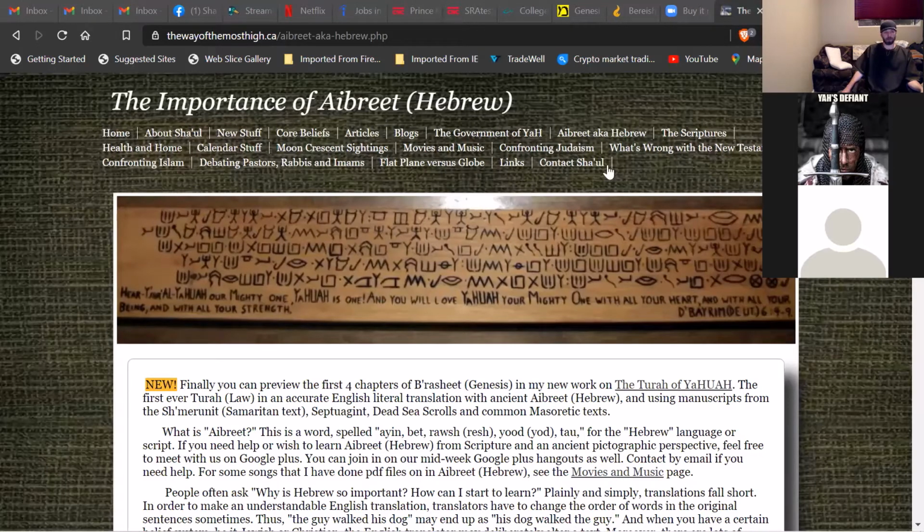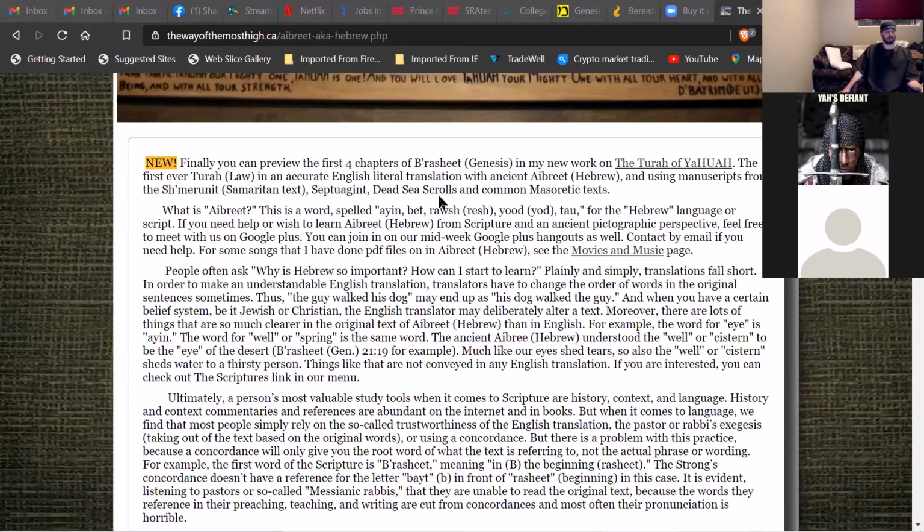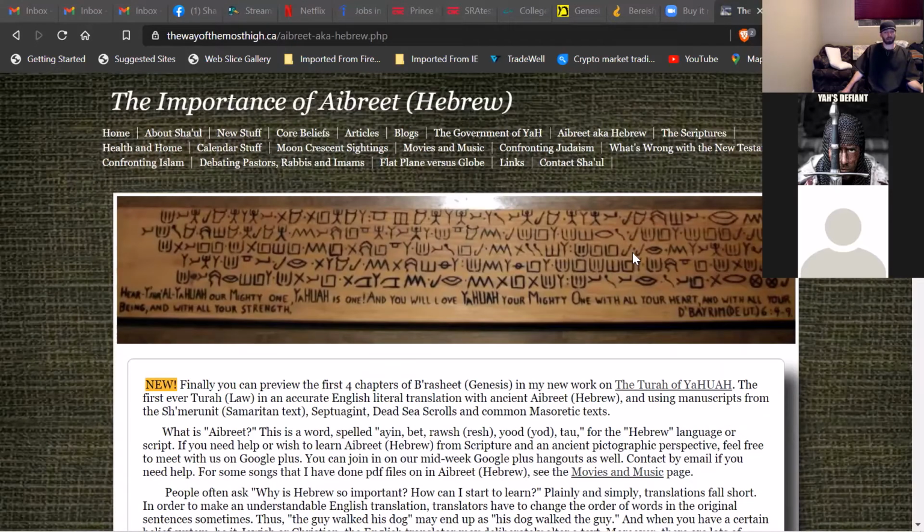So on the website, thewaythemosthigh.ca, you'll find Aibreet, aka Hebrew. You can see an example of the Shema, which is Deuteronomy chapter 6, verses 4 to 9. One of the instructions within the Torah is that we should write the commands upon our doorposts. And so it took me a long time to make that. It took me several days.